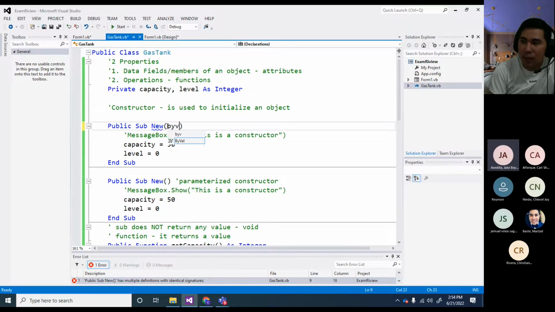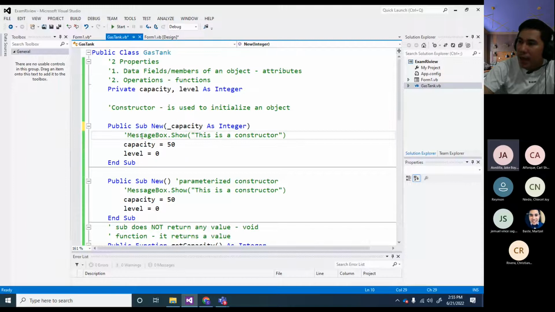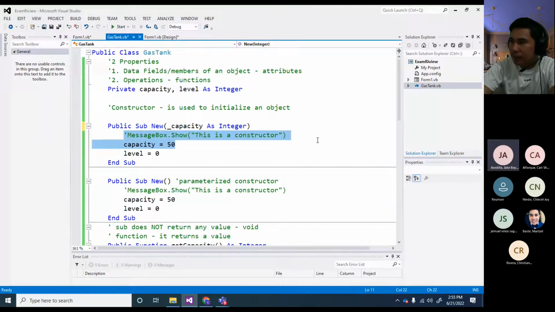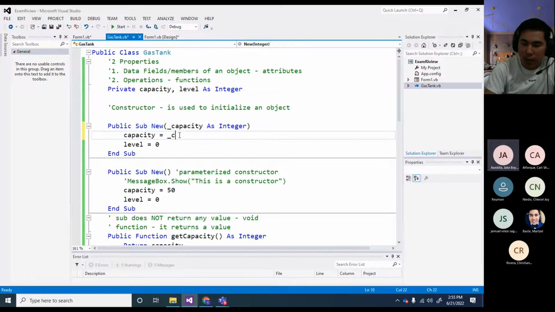Again, one of the most important concepts in programming is object-oriented principles. Okay, so let's have here an integer. And then this time, we can set the capacity based on the capacity the user entered.